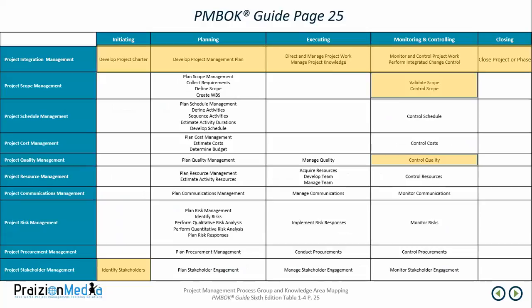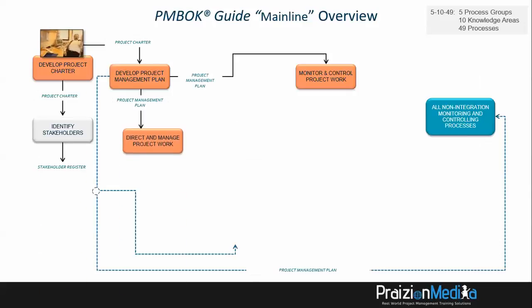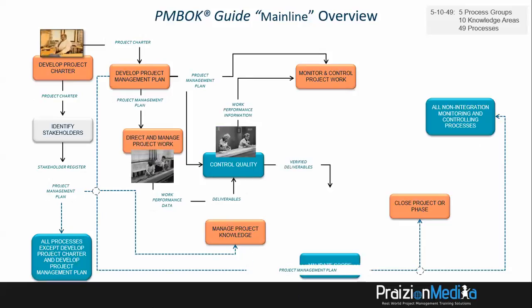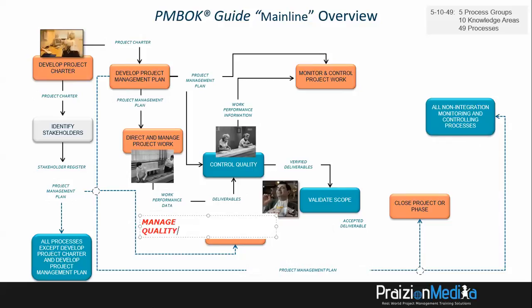So my friends, when you take a look at page 25 in the PMBOK guide, it is important for you to understand the main line, because from your understanding of the main line, you can plug and play. You could take manage quality, for example, and you could drop manage quality into the main line. And the question would be, where does manage quality fit best? And you know where it fits best? It fits best right here. As an example, manage quality.